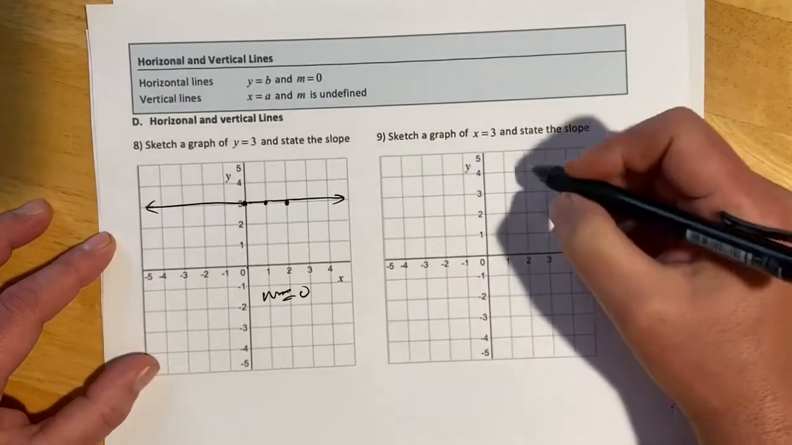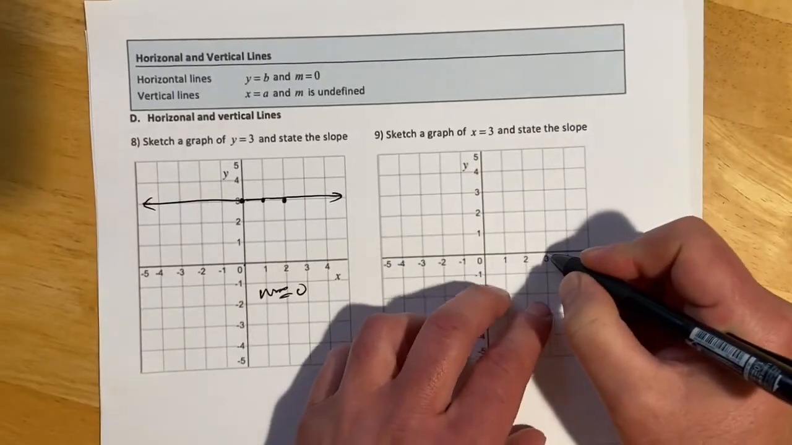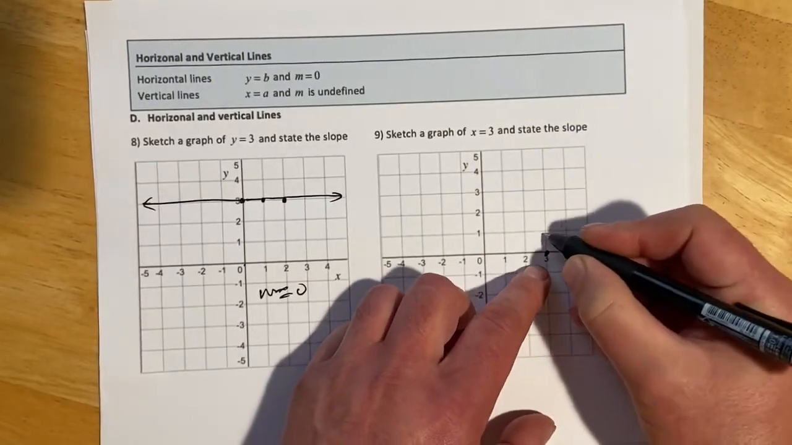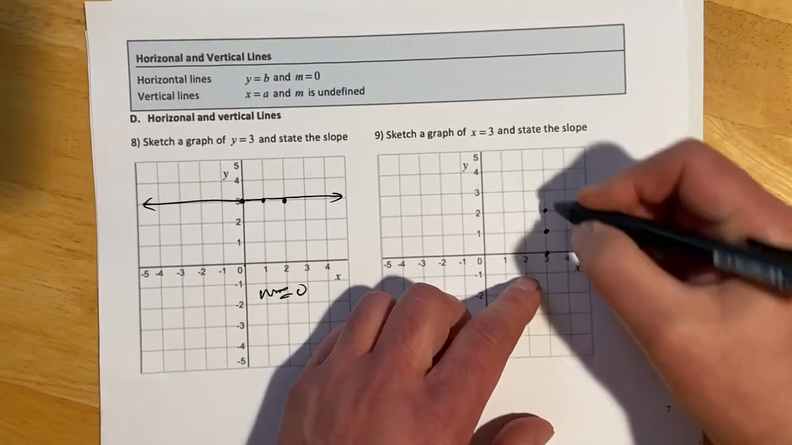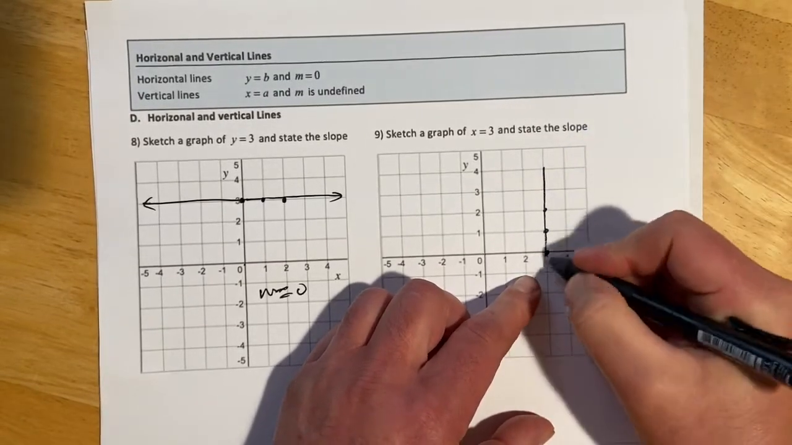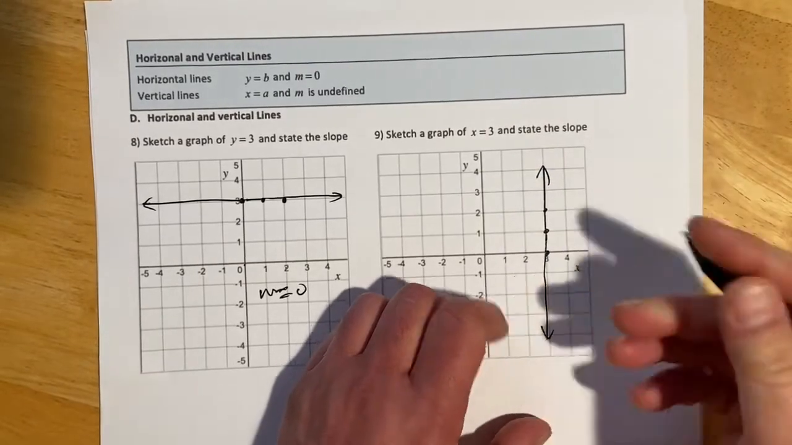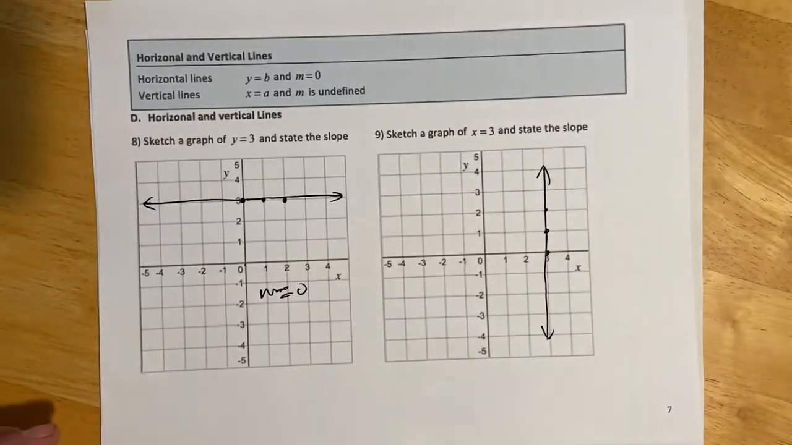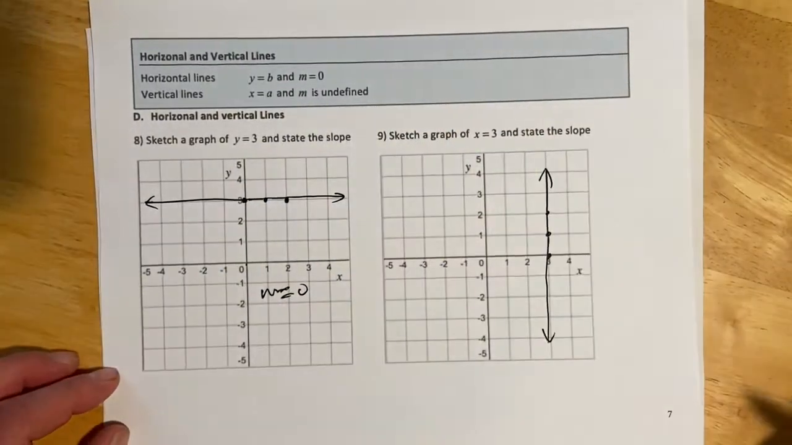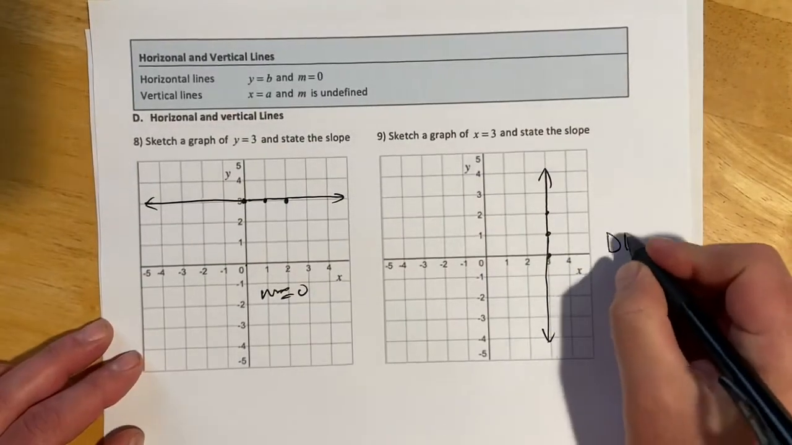Sketch a graph of x equals 3, state the slope. So here, when x is 3 and y is 0, x is 3 and y is 1, and y is 2. So you can see for a constant value of x, those are all going to line up vertically, and then we get a vertical line. And this is the one where the slope would be undefined, or DNE in computer speak.